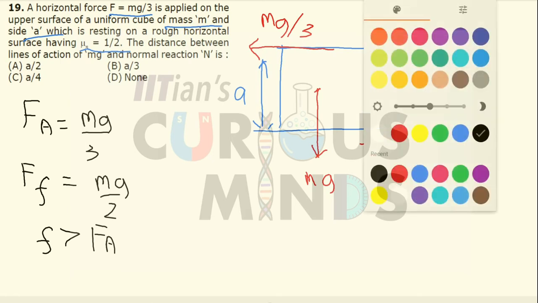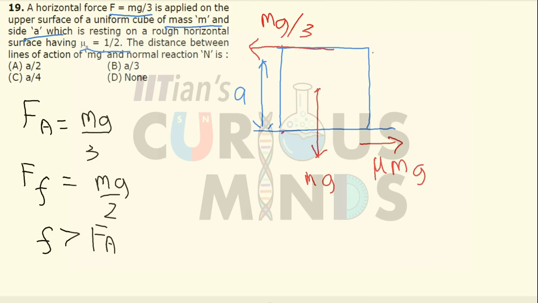Now when there is a tendency to topple, the body will topple about this edge, about point A. So now let us find out the clockwise and the anti-clockwise torque, and how the normal force balances this. When I consider point A, the body will start rotating or toppling about point A. The torque produced due to mg by 3 will be in the anti-clockwise direction, and due to mg it will be in the clockwise direction.